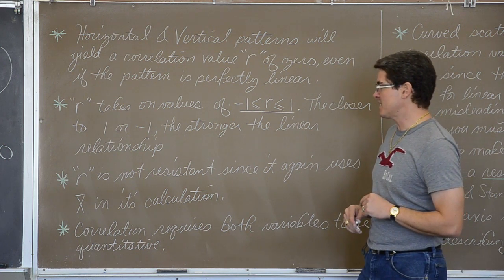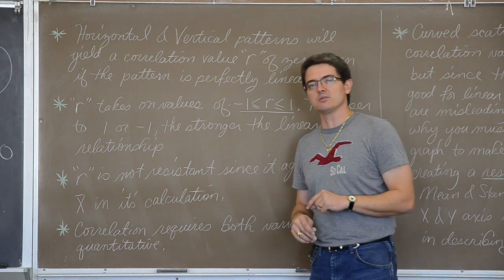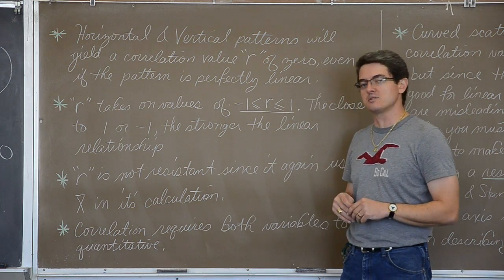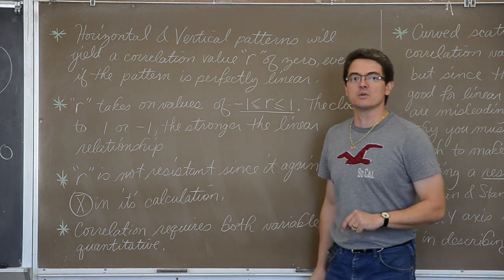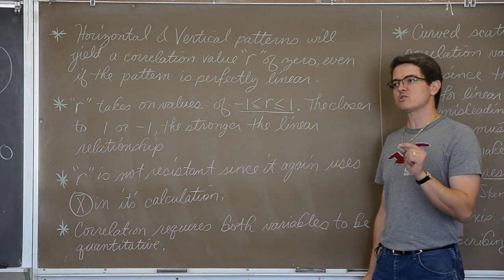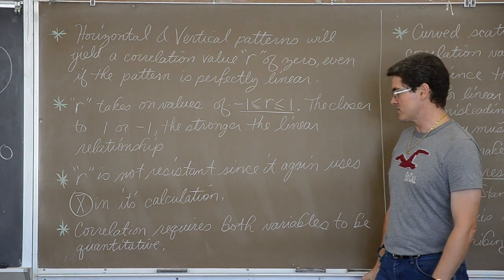R is not resistant. If you back up a little bit, you'll see that the calculation of R uses the average again, and any calculation that uses average is not resistant. Remember, that is a measurement that is strongly affected by outliers.